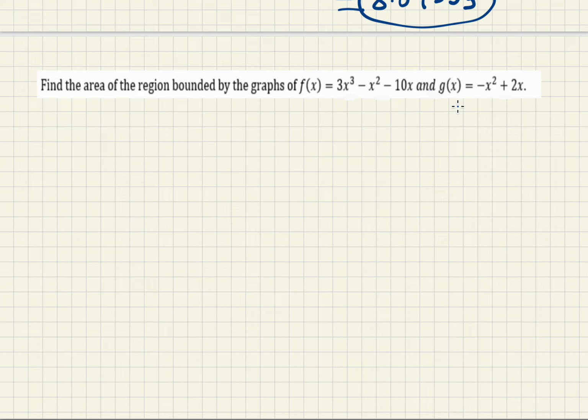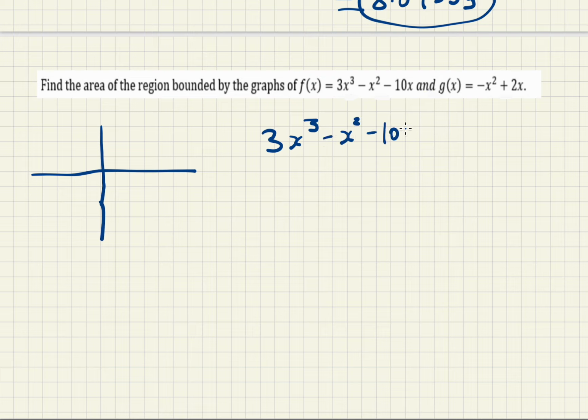So one thing I notice is we don't have any x values, so we don't know what the lower and upper bounds are. To find that, all we need to do is find the points of intersection. Before that, it's better to draw a graph, but in order to draw that graph accurately, we need to find our points of intersection. Our points of intersection can be found simply by setting the functions equal to each other, because if we set them equal, we'll find any points of intersection.